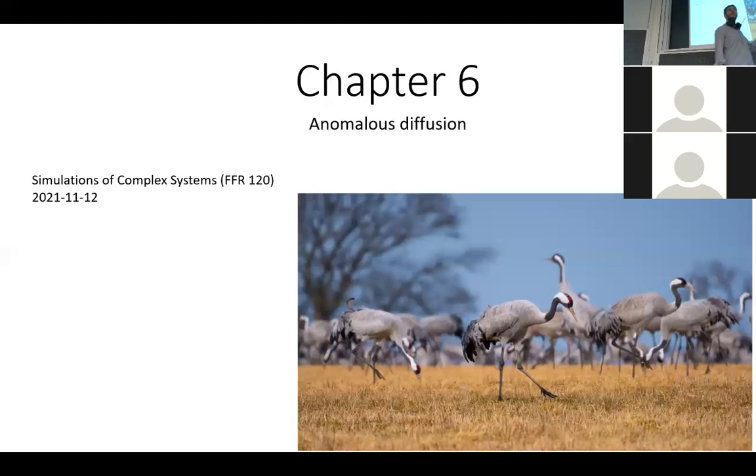Anyone from here near fowl shopping? Anyone? No? This is a place near fowl shopping. I forgot the name of the lake, but these crane birds are passing by there every, I don't remember, April it can be. And these are a standard example of anomalous diffusion.